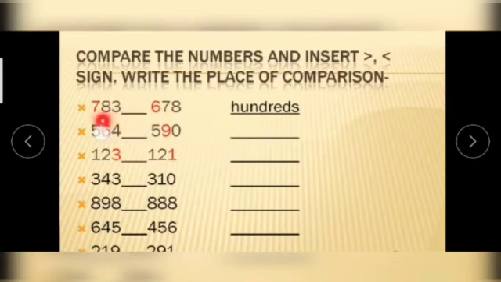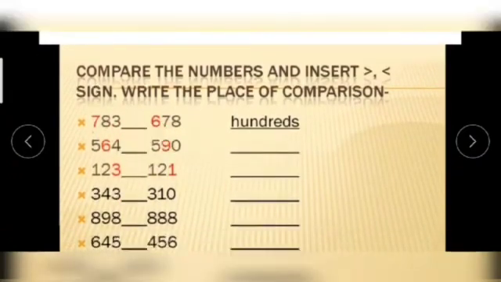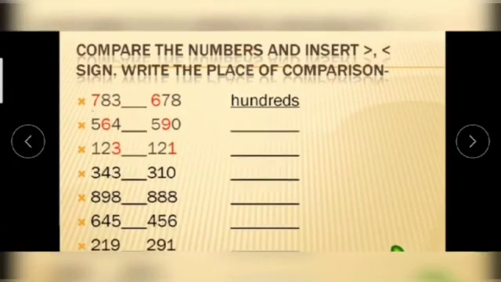Here in 783, 7 is on the 100 place. Here in 678, 6 is on the 100 place. Now we have to compare these two digits. 7 is greater than 6. That's why 783 is greater than 678. The greater number has indicated the place value we are comparing. It is indicated with the red number here.